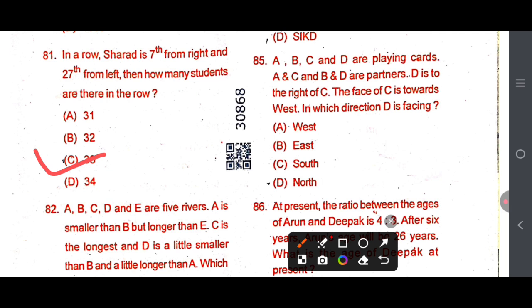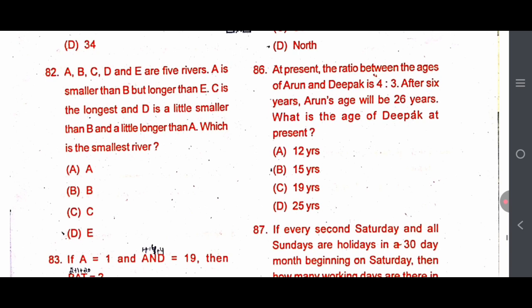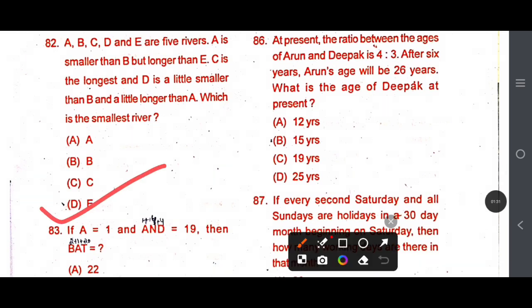A, B, C, D, E are 5 rivers. A is smaller than B, but B is longer than E. C is longest and D is a little smaller than B and a little longer than A. Which is the smallest river? The correct answer will be E. Option D. Question number 83.